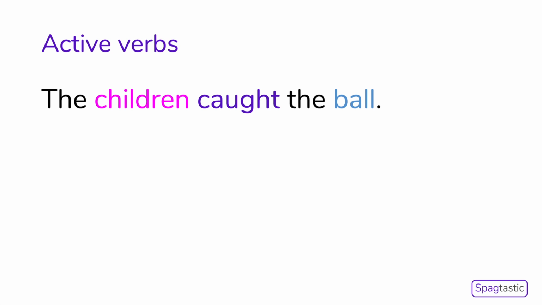In the sentence, the children caught the ball, there is also an active verb. The subject of this sentence is the children, the verb or action is caught, and the object is the ball. This sentence is an active sentence because the subject, which is the children, performs the action which affects the object, which is the ball.